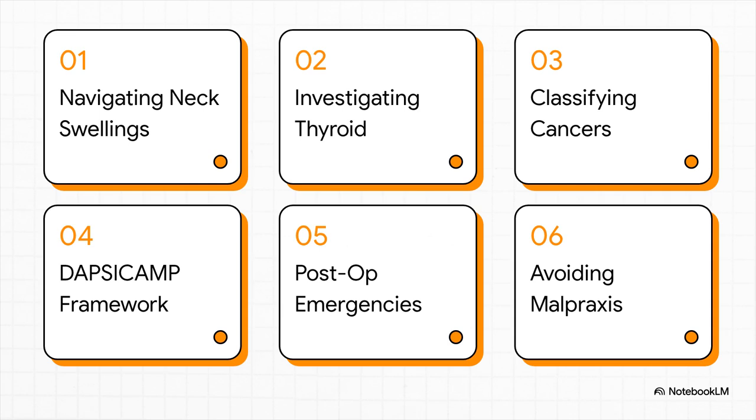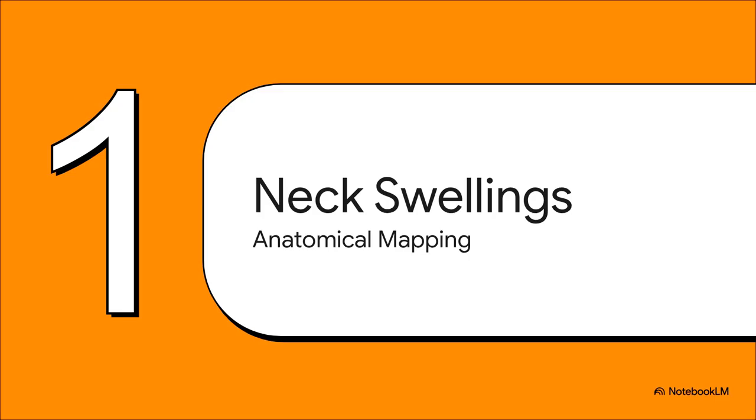We'll map out the anatomy of complex neck swellings, investigate the thyroid gland, classify major thyroid cancers, walk through the DAPSICAMP diagnostic framework, tackle high-stakes neck surgery post-op emergencies, and wrap up with avoiding malpractice and negligence. Jumping right into Section 1, navigating complex neck swellings through anatomical mapping.